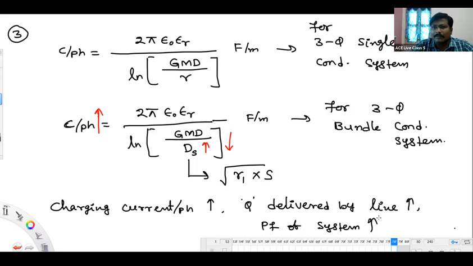We have some more advantages of bundle conductor system that we'll discuss tomorrow. Today we only discussed L and C, how these values change from single conductor system to bundle. A few more advantages we'll discuss later.